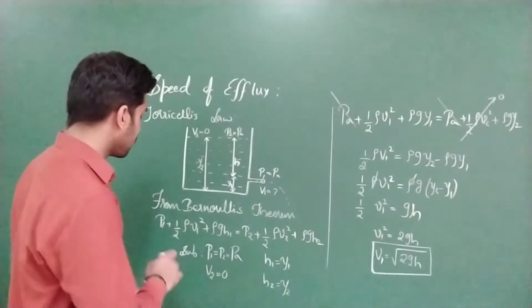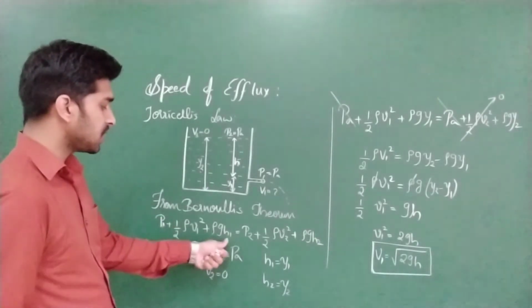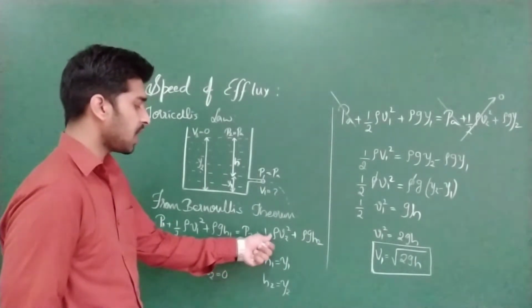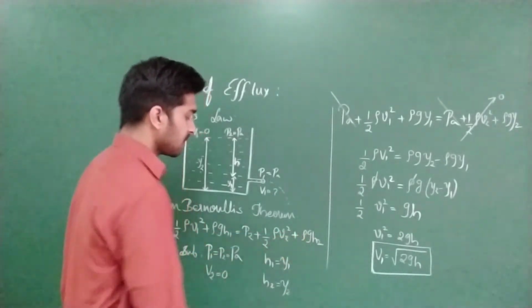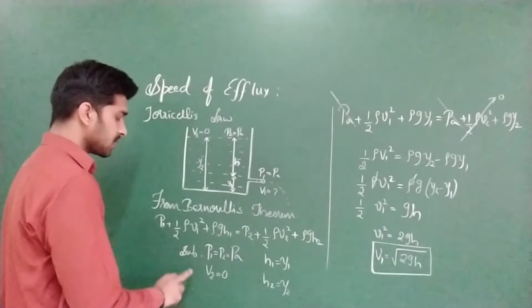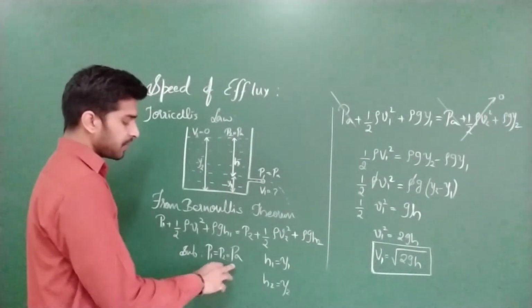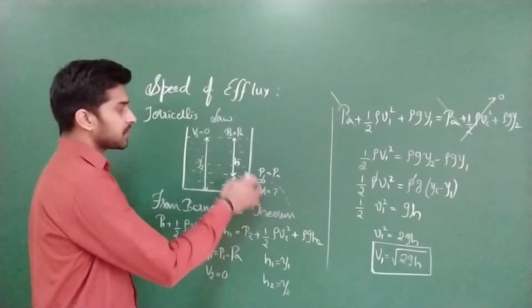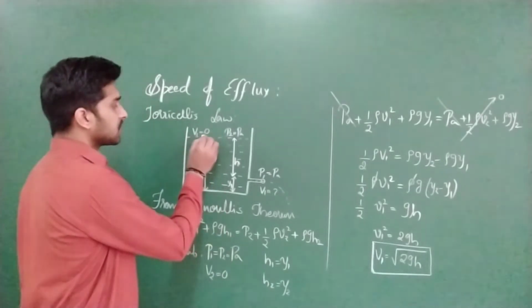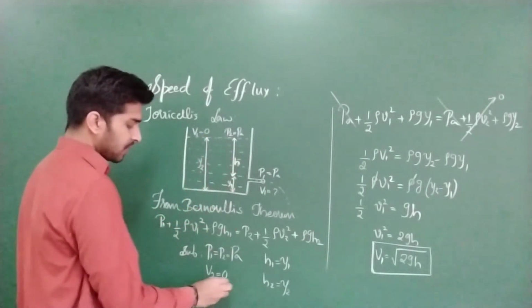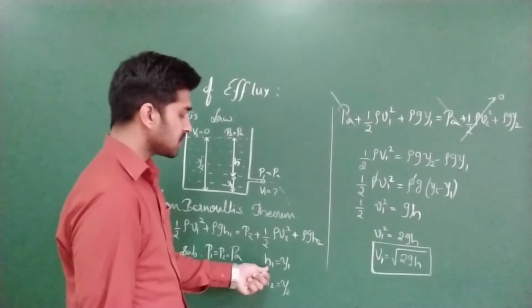So we applied Bernoulli's theorem, or Bernoulli's principle. We have P1 plus half rho V1 square plus rho g h1 is equal to P2 plus half rho V2 square plus rho g h2. Here we substituted P1 equal to P2 equal to PA. Why? Because atmospheric pressure is acting. Next, V2 is equal to 0, the steady case. Next, h1 is equal to Y1.